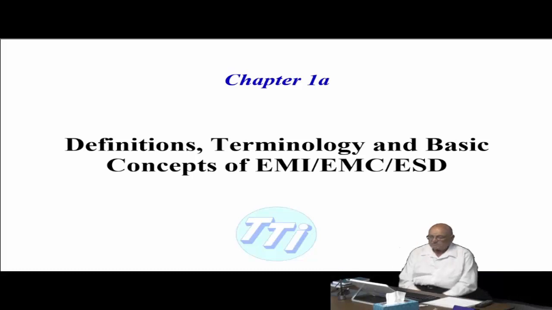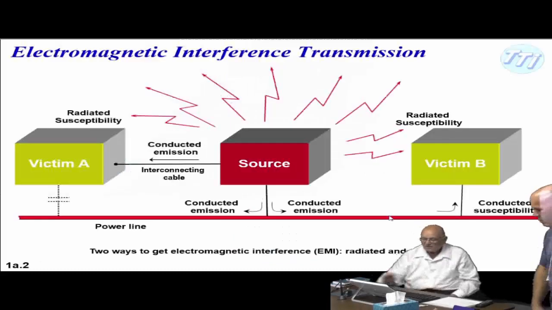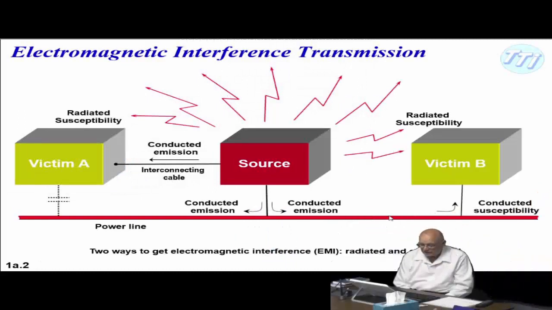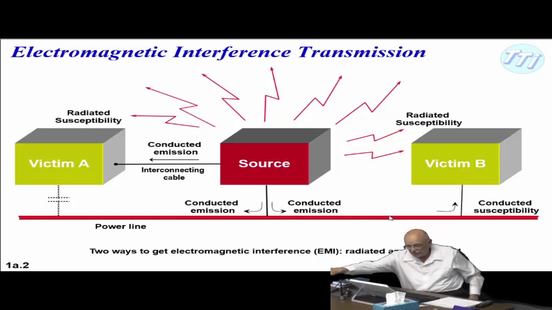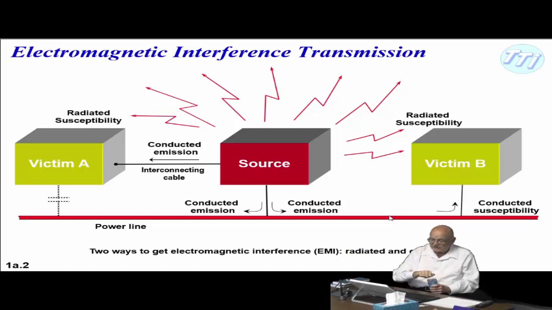What we've got here is, in Chapter 1A, we're going to go over some definitions, terminology, and basic concepts of this area specifically. Okay, so let's take a look at where we get, essentially, electromagnetic interference from. And this is kind of just a diagram to show you where it can always come from or where it may or may not come from.